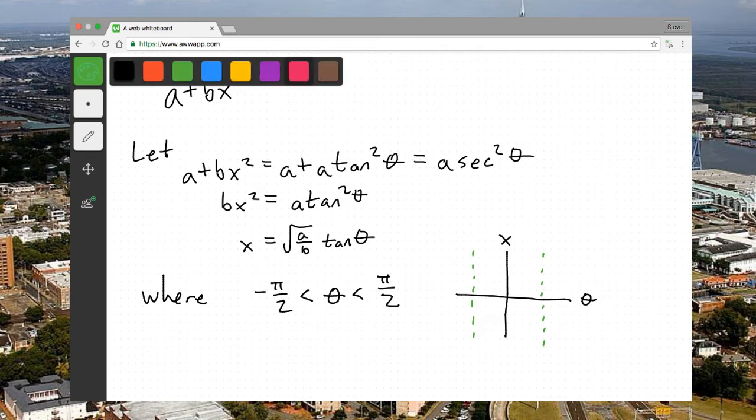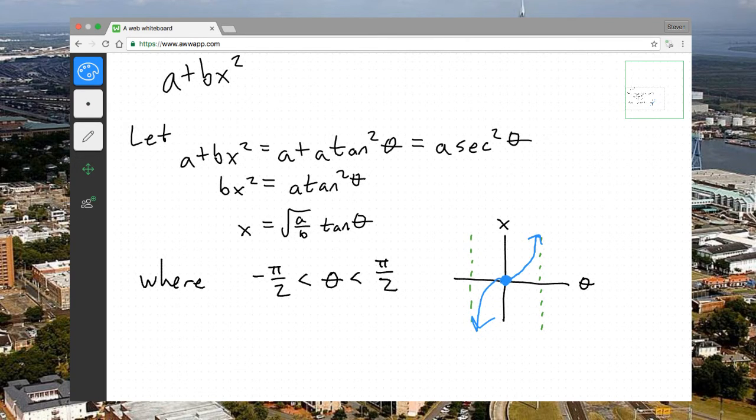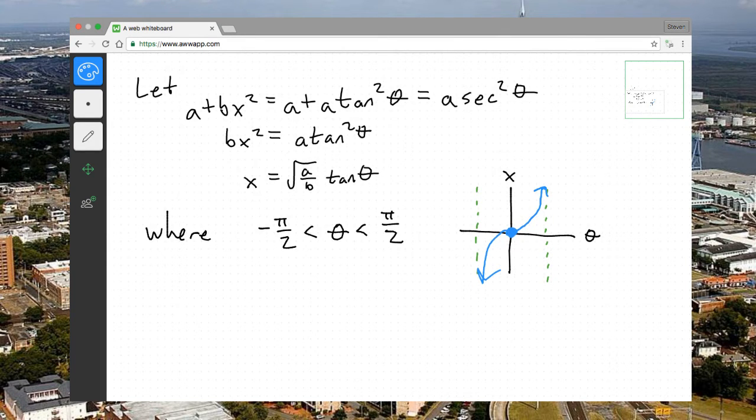The graph of root a over b tangent looks something like this, passing through the origin at 0, 0. And you can see how for those theta values, x attains all real numbers. And so x can equal all real numbers, and the substitution is valid. So again, that's a technical consideration that we won't usually have to worry about. We'll see an example where we will need to think about it a little bit to get rid of an absolute value, but we'll come to that when we get to it.